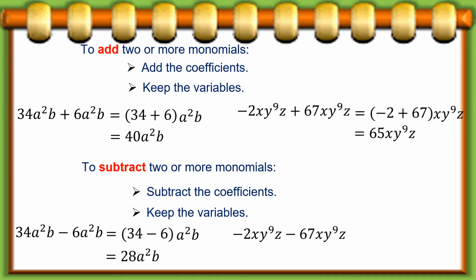Now let us have the last one. Negative 2xy to the ninth minus 67xy to the ninth. In here, we are going to subtract negative 2 minus 67 and keep the variables. What is negative 2 minus 67? Correct. It would be equal to negative 69. And our answer would be negative 69xy to the ninth.